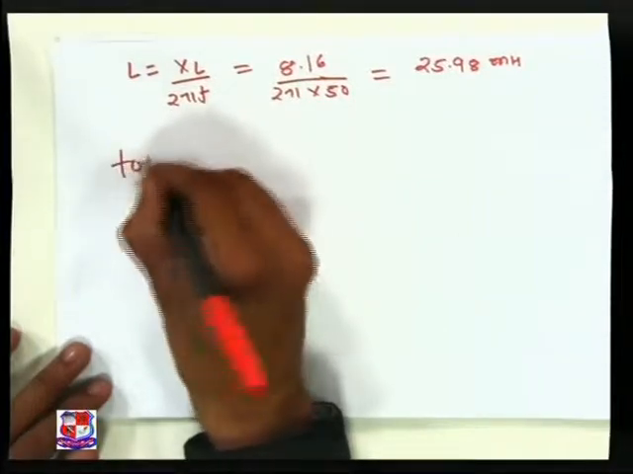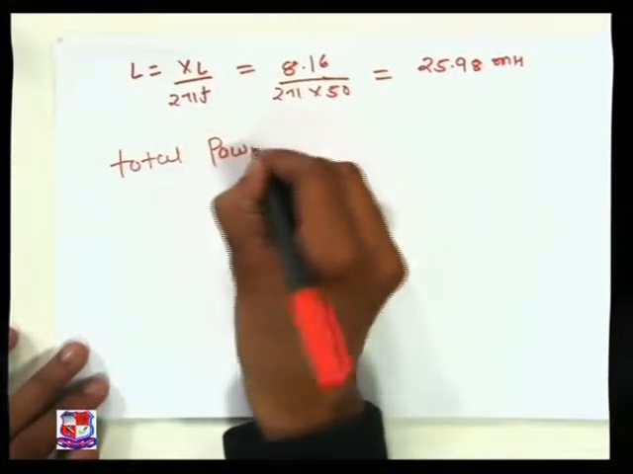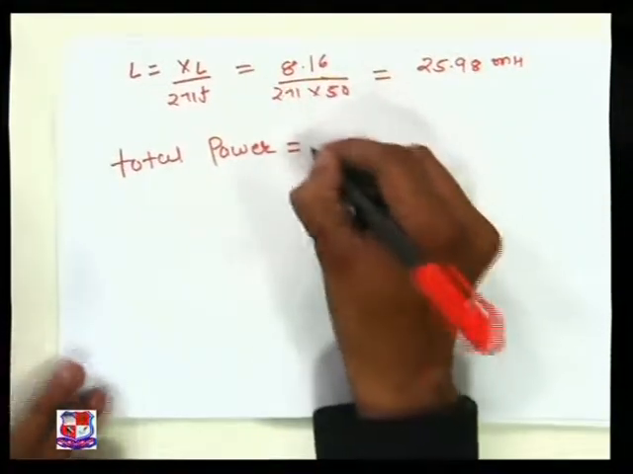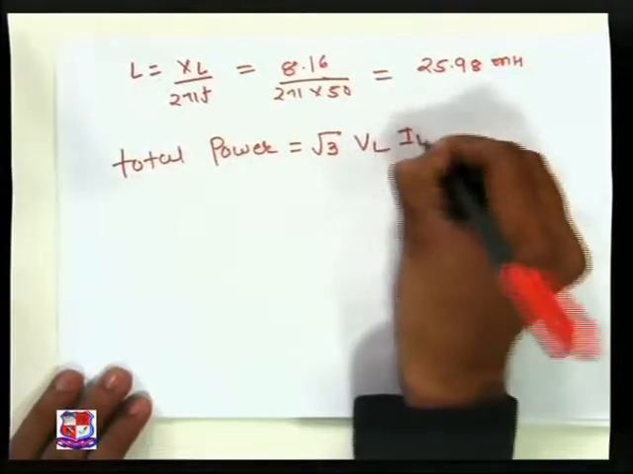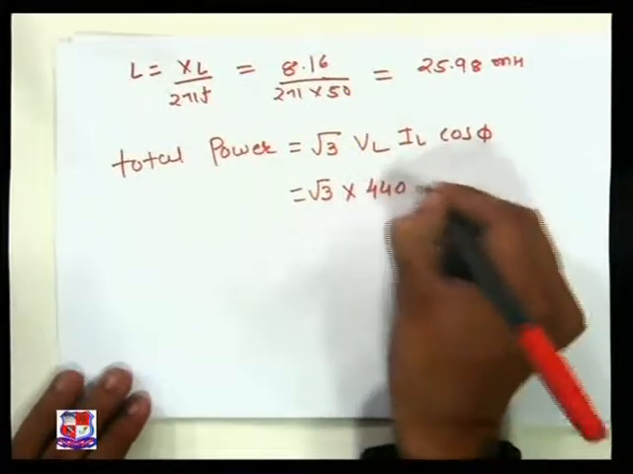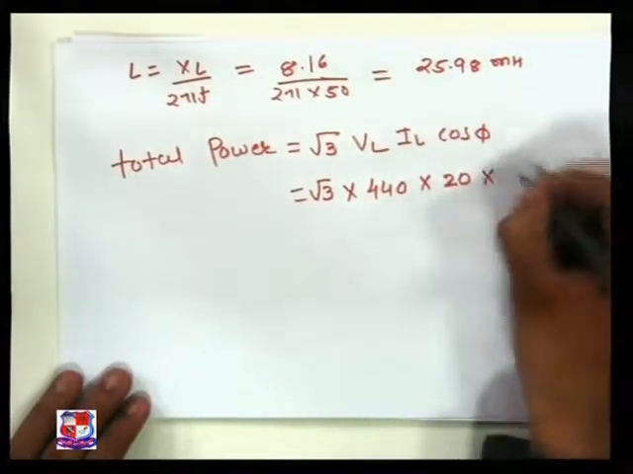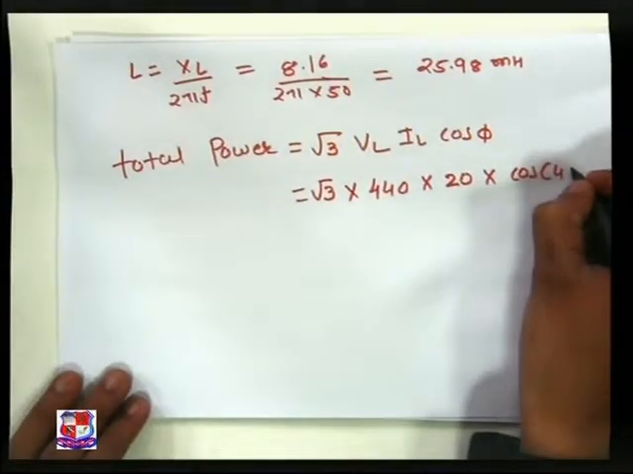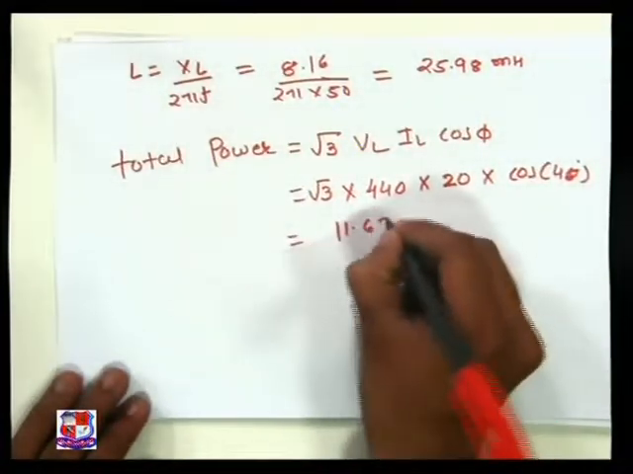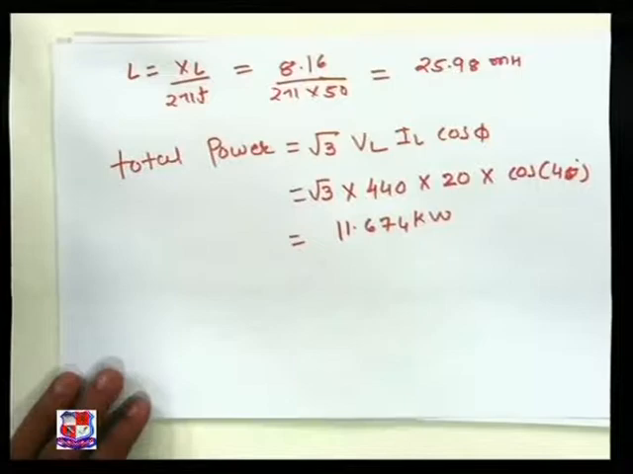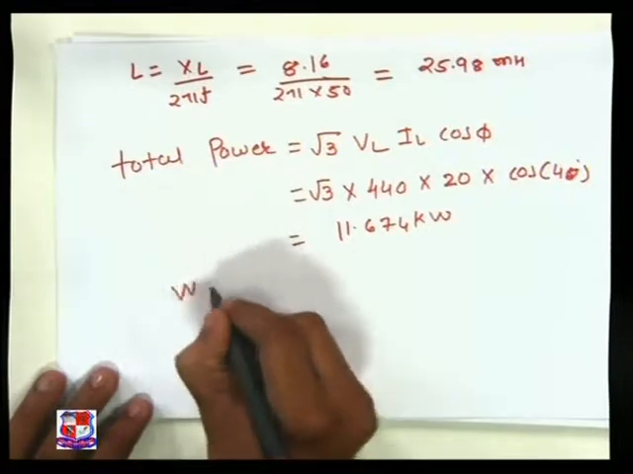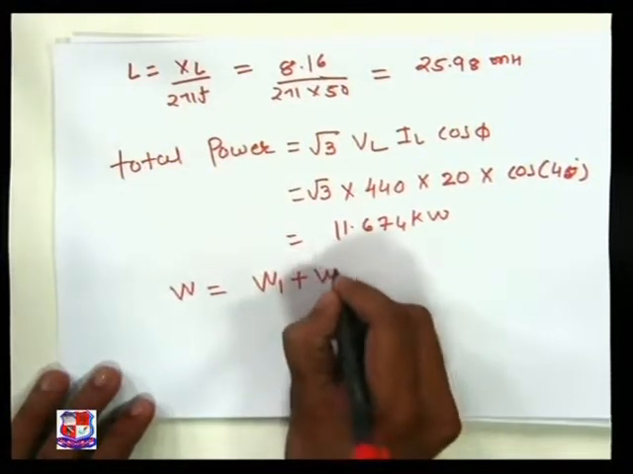Then what is the total power? First I find all the parameters. The total power is root 3 into VL into IL into cos phi. Root 3 VL is equal to our 440, then 20, and cos 40, which gives 11.674 kilowatt. So total power, root 3 into VL into IL cos phi, is the sum W1 plus W2.